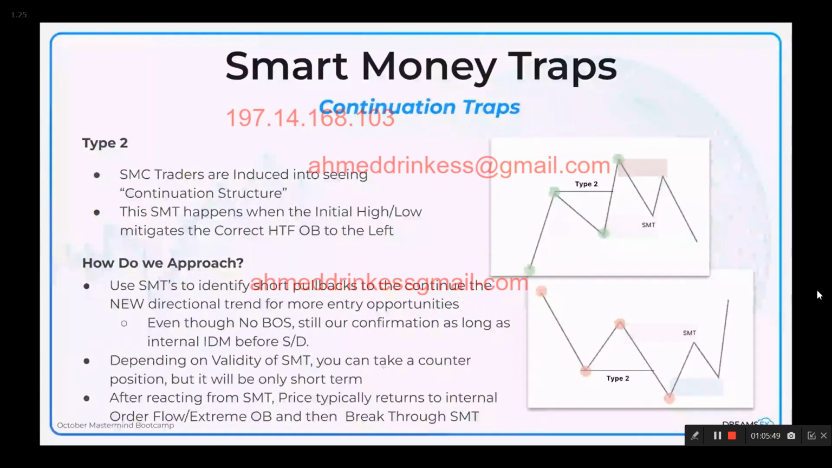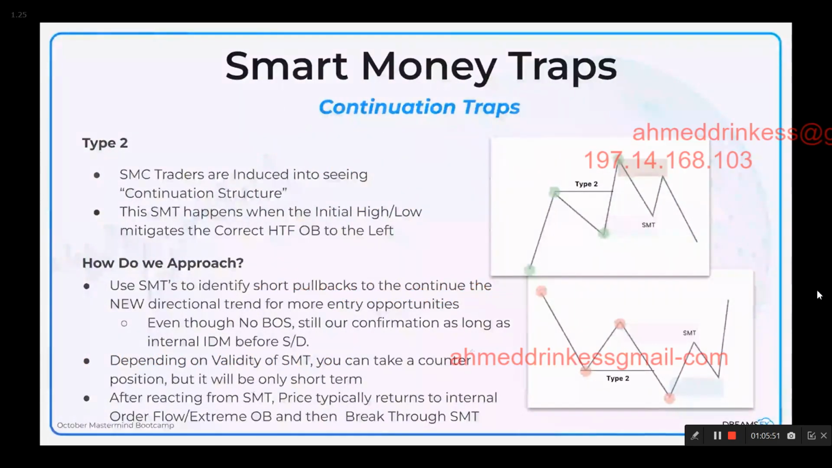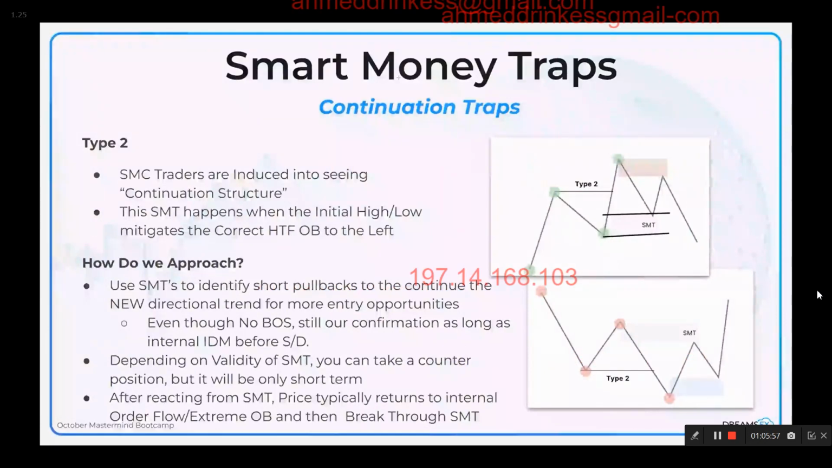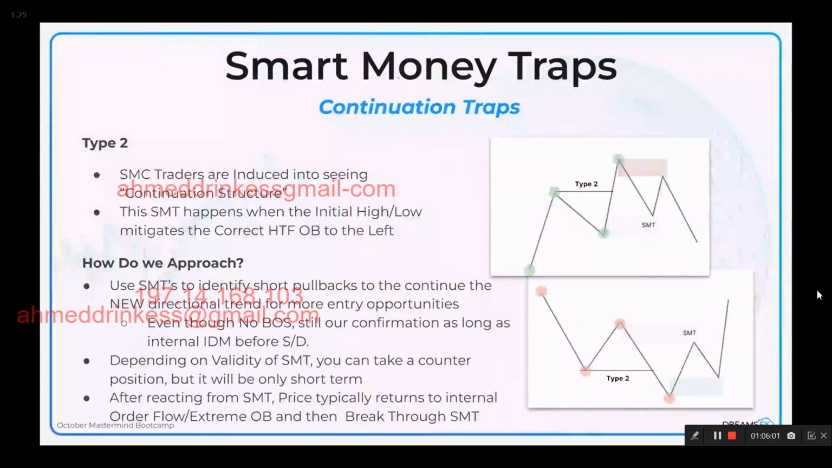Depending on the validity of the SMT, you can take a counter position, but again, it will only be short term. I don't do that. There's no need to. I mean, when you guys start working and then you get funded, you realize you only need to take one position, two, three a week. I mean, there's no rush to do that.